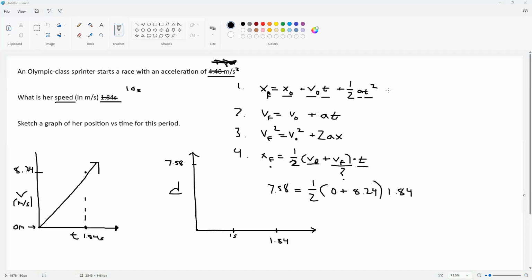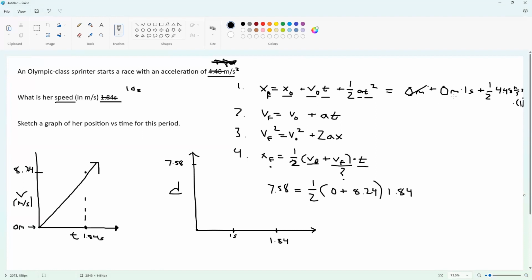I'm going to go ahead and write this out. In this case, the initial position is 0 meters. The velocity at the initial point is 0 meters per second, times the time, which is 1 second, plus 1/2 the acceleration, which is 4.48 meters per second squared, times the time squared, which is 1 squared.